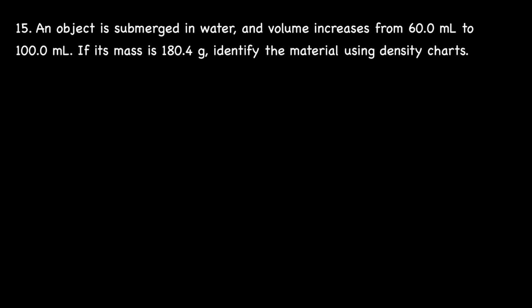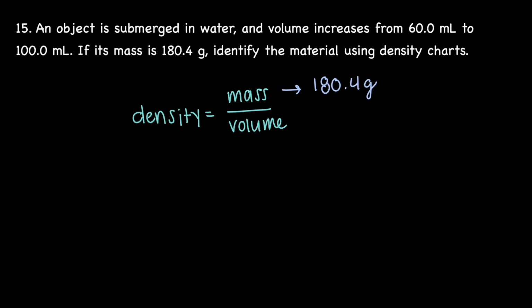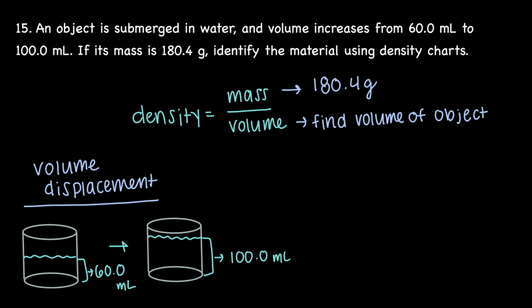Number 15. An object is submerged in water and the volume increases from 60.0 milliliters to 100.0 milliliters. If its mass is 180.4 grams, identify the material using density charts. We can calculate the density if we know the mass and the volume of the object. We are given the mass, but we need to find the volume of the object by subtracting the final volume of the water minus the initial volume of the water.